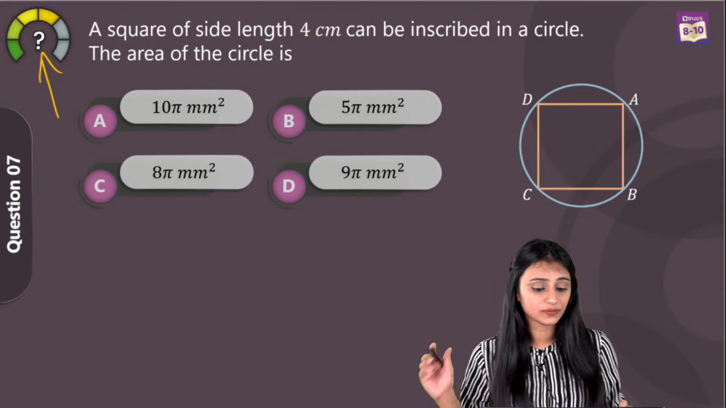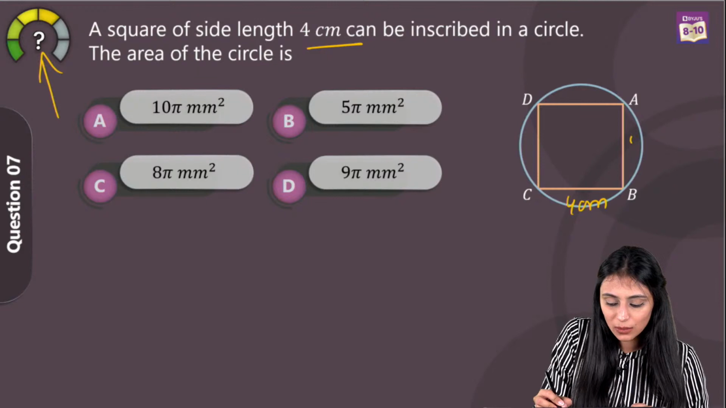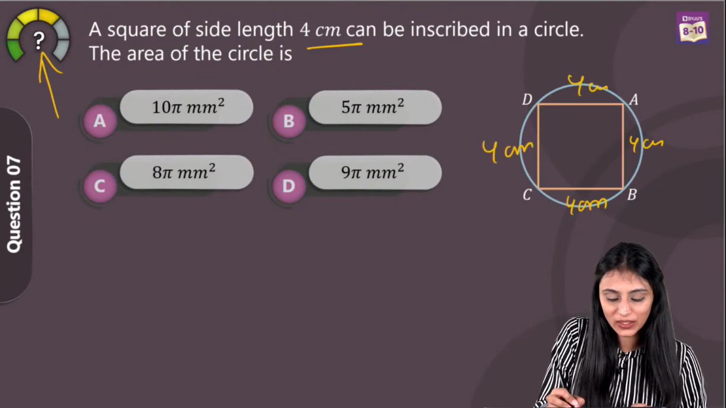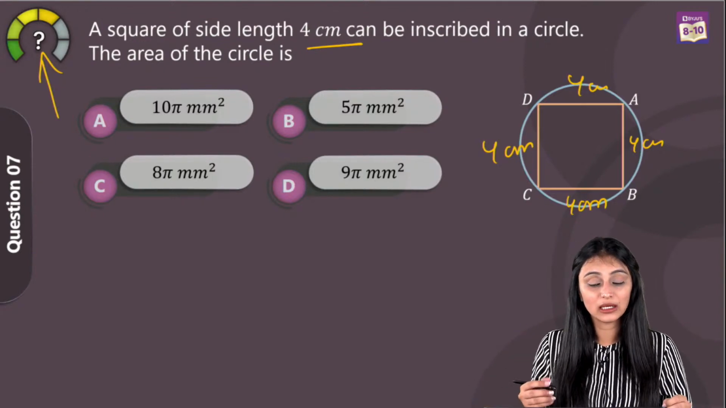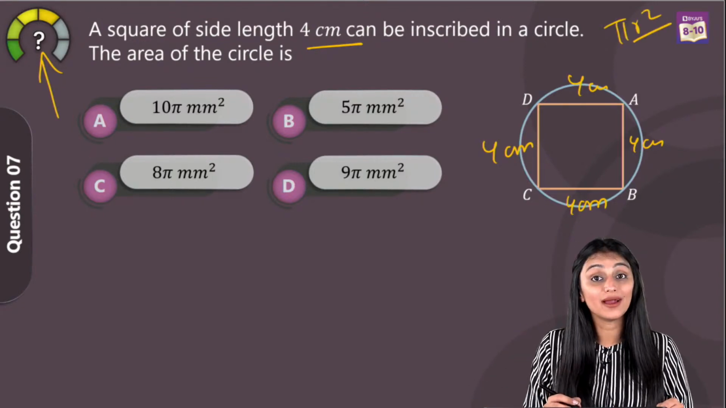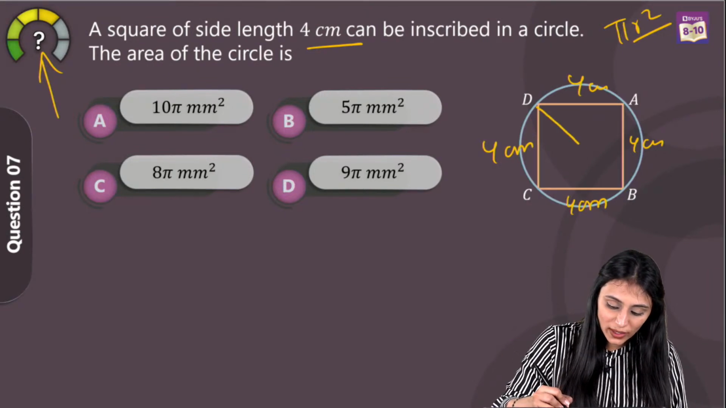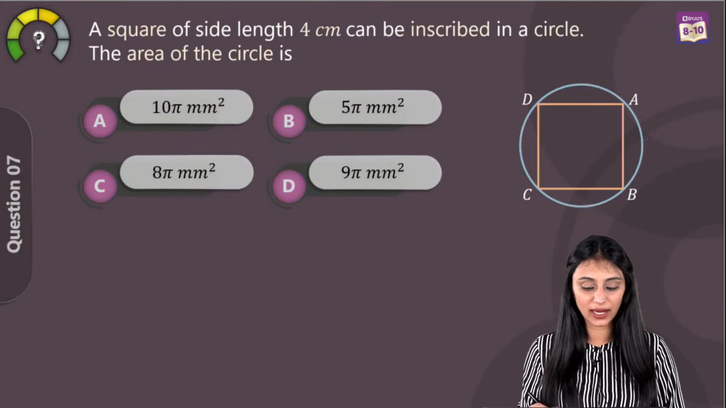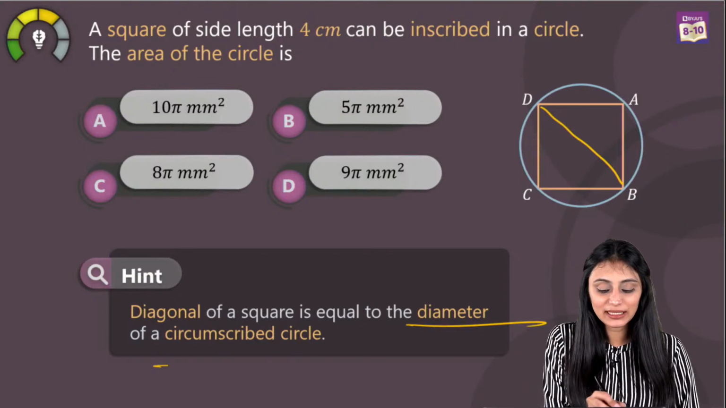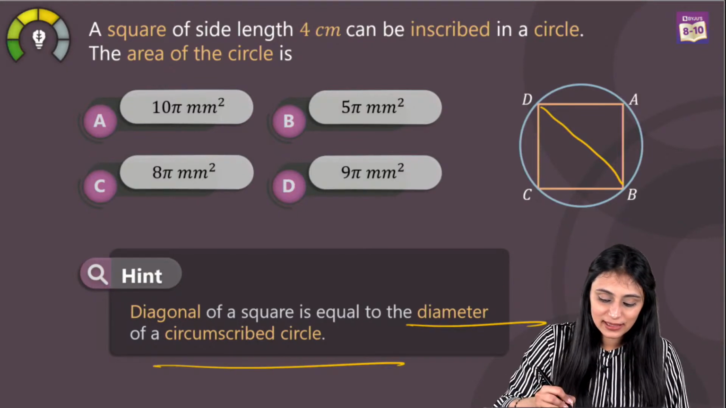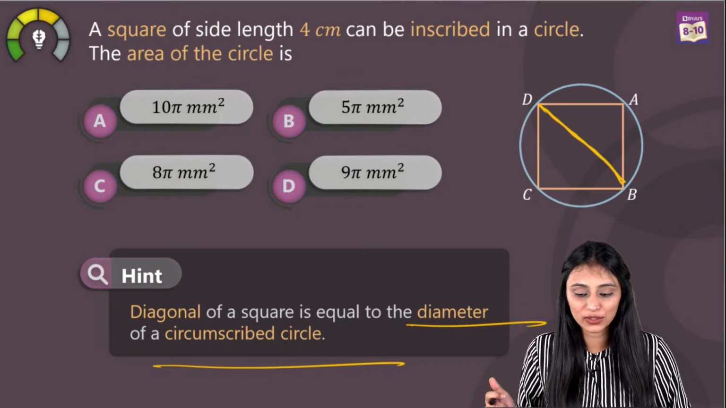In this circle we have the square. The square's side length is given, that's 4 centimeter. All the sides of a square are equal. How do I find the area of the circle? For the area of a circle, I need pi r square, so I would require the radius of the circle. How do I find the radius? If I join the diagonal of the square, the diagonal is equal to the diameter of the circle. This diagonal would work as the diameter for the circle.